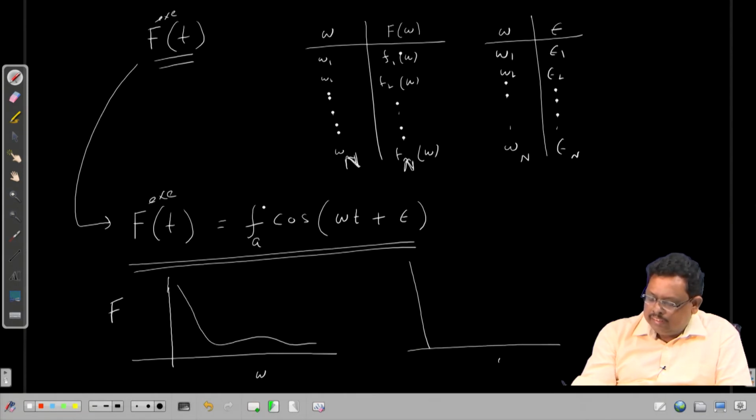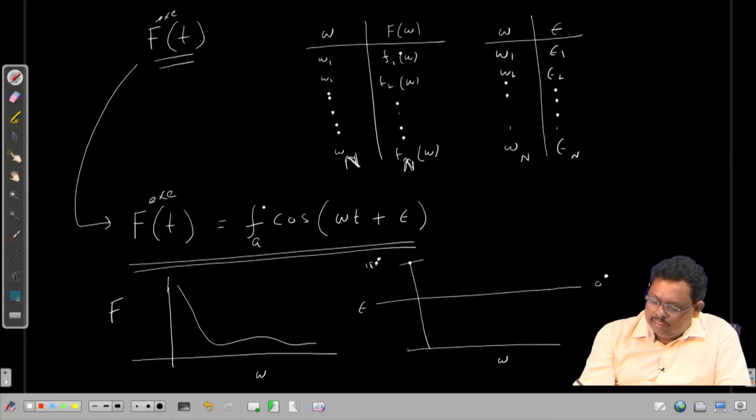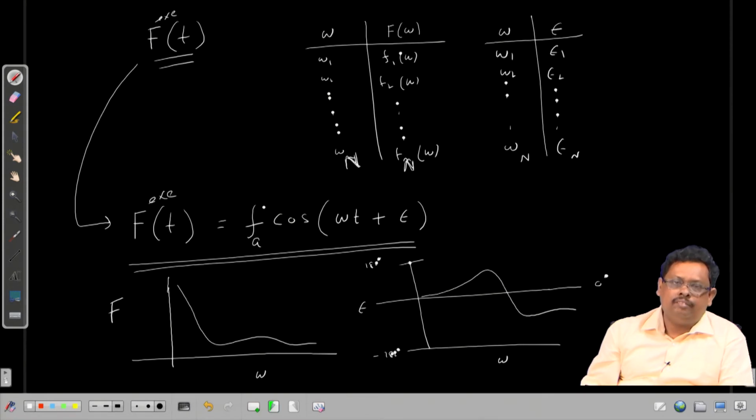Now, here again this is omega, and here you say epsilon, and here it is 0 degree, and then positive 180 degree and negative minus 180 degree. So, it should start with 0, then go up, go down, something like this. So, this should be the picture for f, and this should be the picture for epsilon.